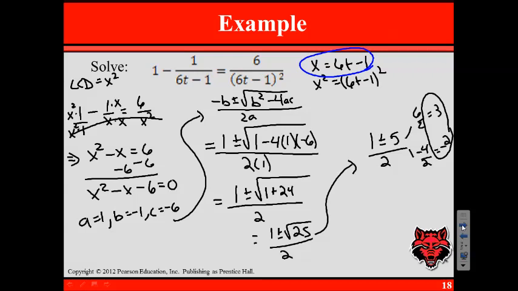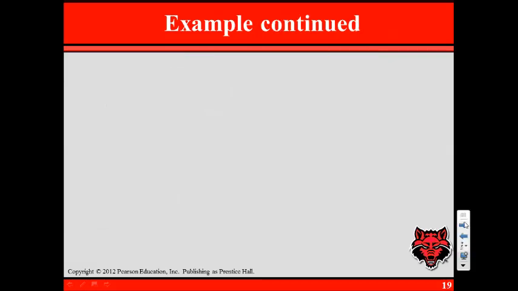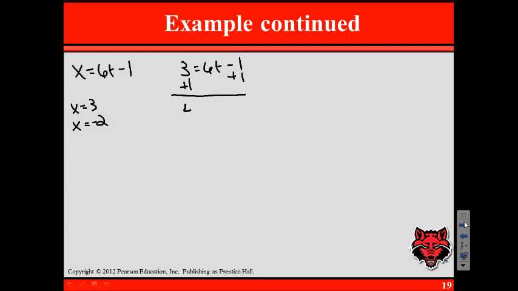We plug those into the substitution equation. So remember, the substitution equation was x equals 6t minus 1. We had two x values, x equals 3, x equals negative 2. One x value at a time, we're going to plug into the x in this equation and solve for t. So starting with 3, we get 3 equals 6t minus 1. We add 1 to both sides. We have 4 equals 6t. We then divide both sides by 6. We have t equals 4 over 6, which reduces to 2 over 3.